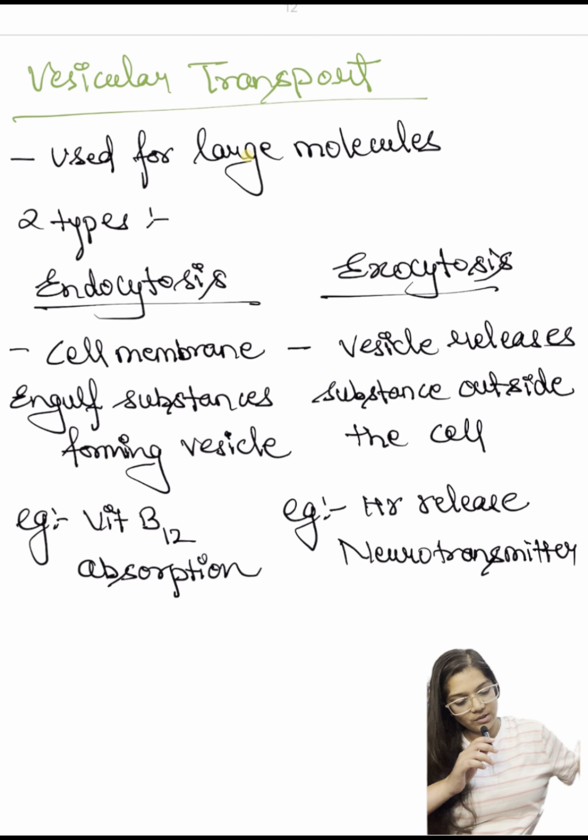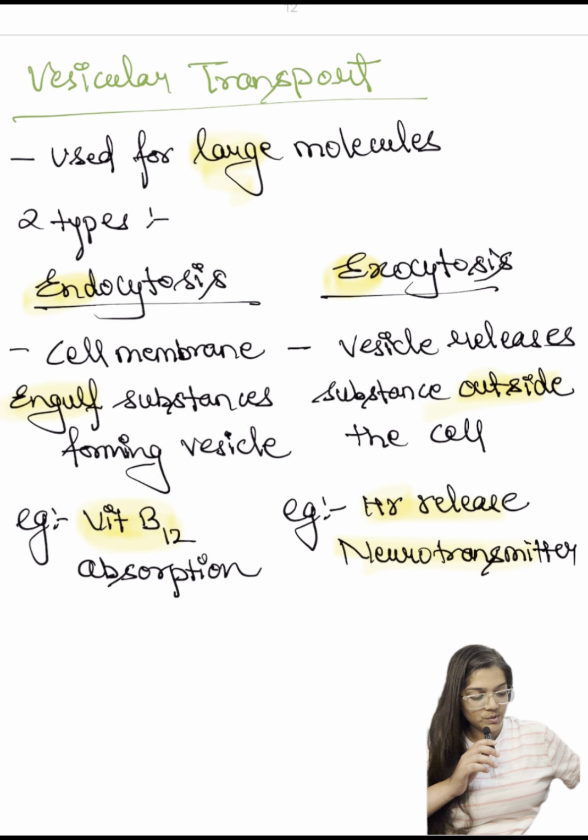Now what is vesicular transport? It is used for large molecules. This can be endocytosis or exocytosis. Endocytosis means taken inside the cell. The cell membrane engulfs the substances forming a vesicle, while in exocytosis the vesicle releases the substances outside the cell. Example of endocytosis is vitamin B12 absorption, and example of exocytosis is hormone release and neurotransmitter release.